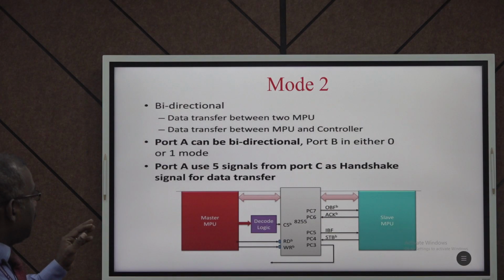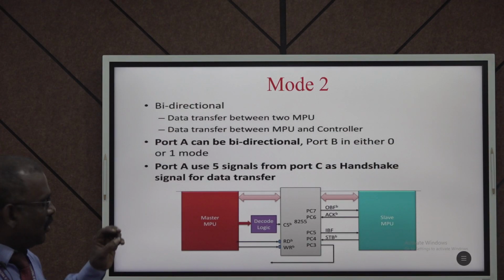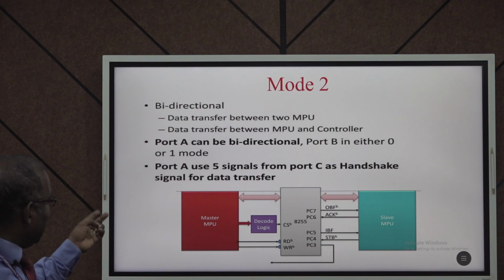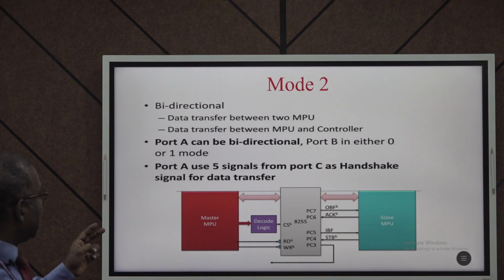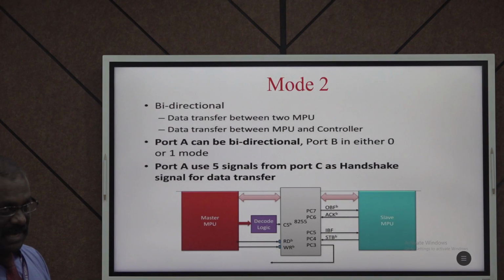While operating port A in mode 2, 5 pins of port C are used as handshake signals to support the bidirectional data transfer between the device connected in port A and the microcontroller.